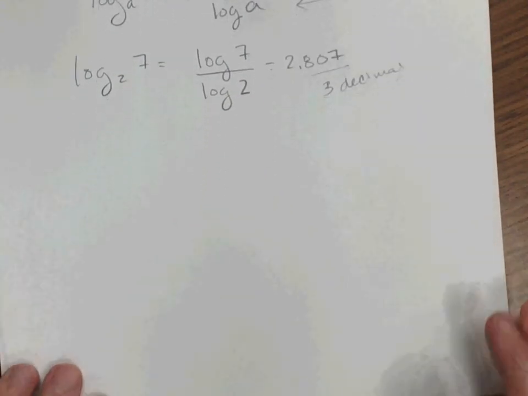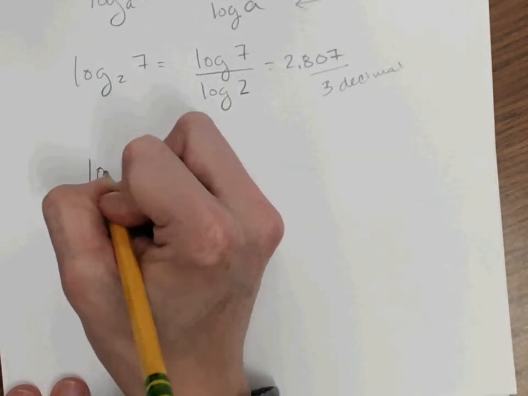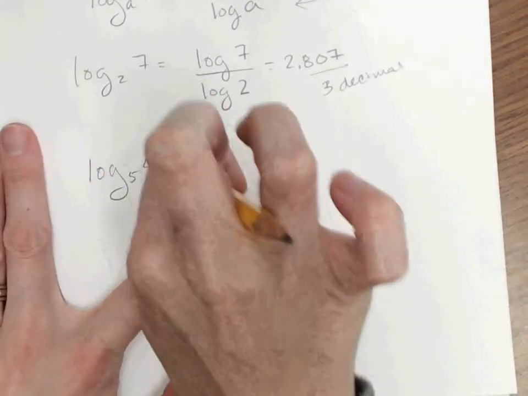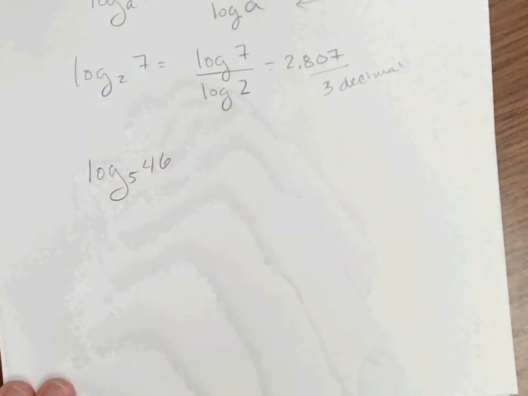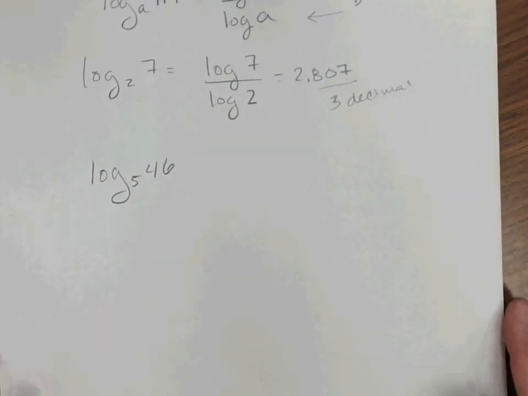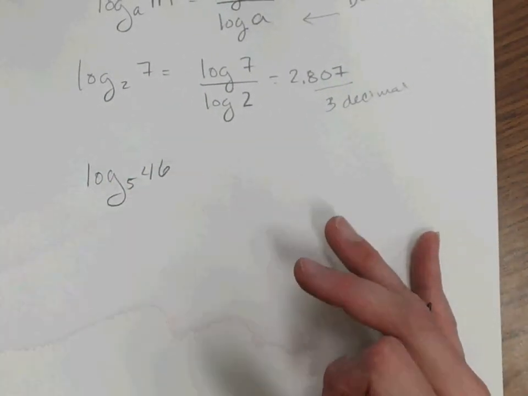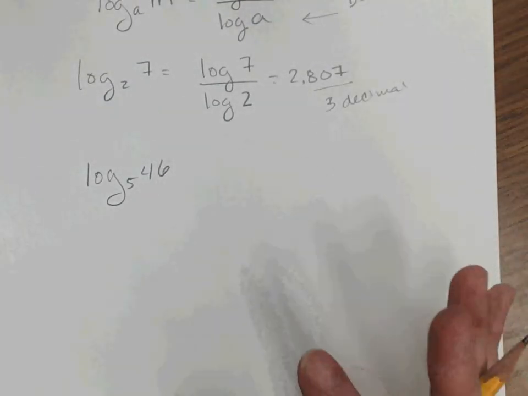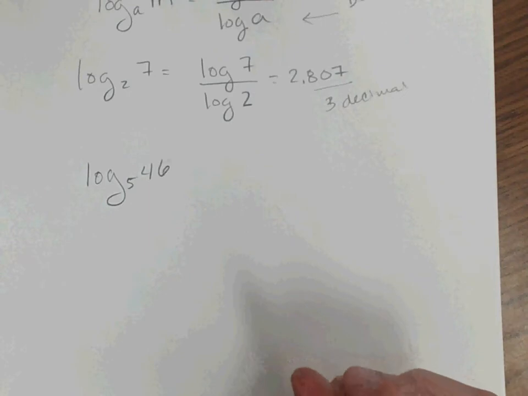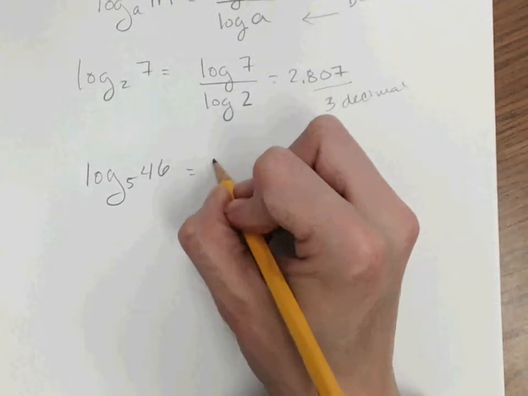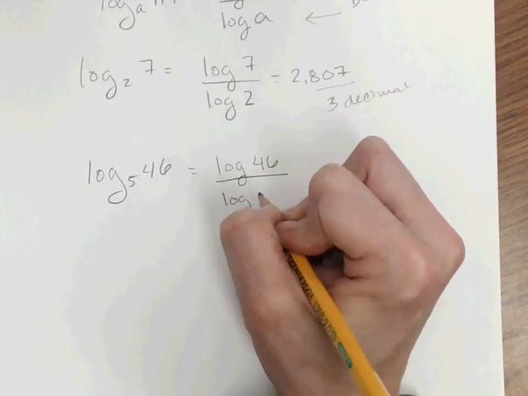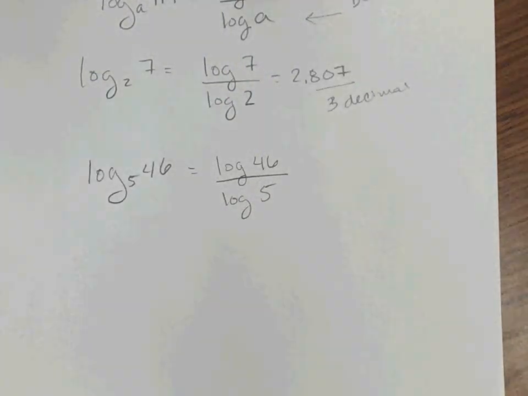Let's look at one more. And let's say I've got log base 5 of 46. Oh no, 46. Okay, log base 5 of 46. For me, if I wanted to look at this and guess, I know it's going to be somewhere between 2 and 3. My guess would be probably like around 2.3-ish, 2.4-ish, maybe. I don't know. We'll see. Remember, we just take our log base 10 of the top divided by log base 10 of the bottom, right?